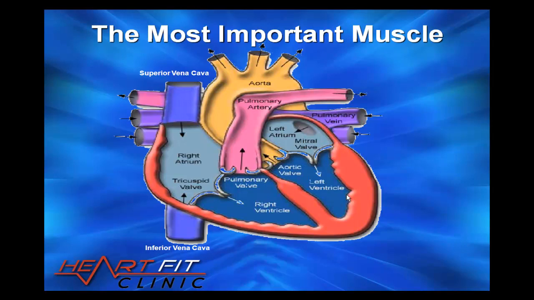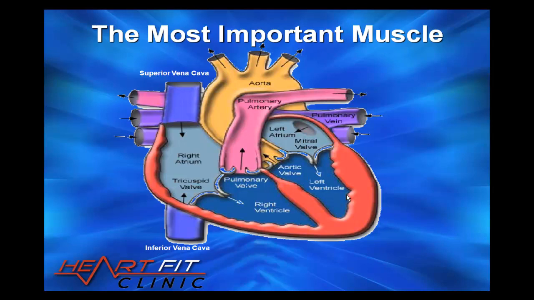Then the blood comes through the mitral valve into the left ventricle. The left ventricle then pumps blood to the whole body going through the aortic valve, and it gets pumped out through the whole aorta, delivering oxygenated blood to all your muscles and organs.